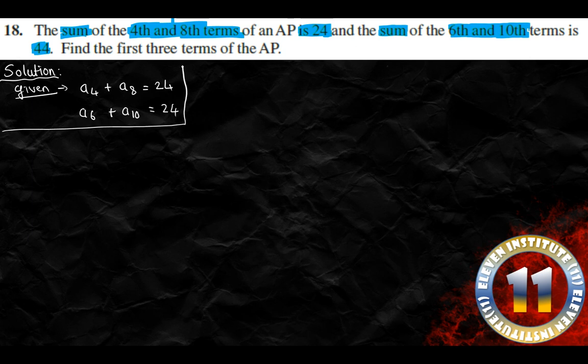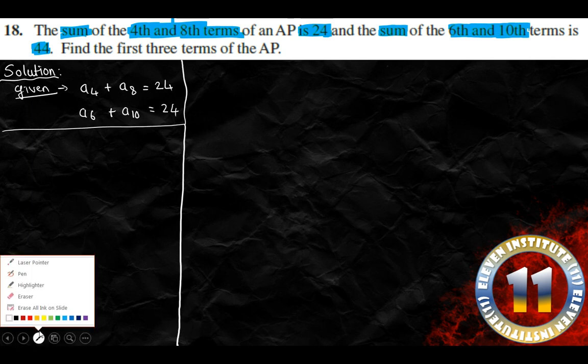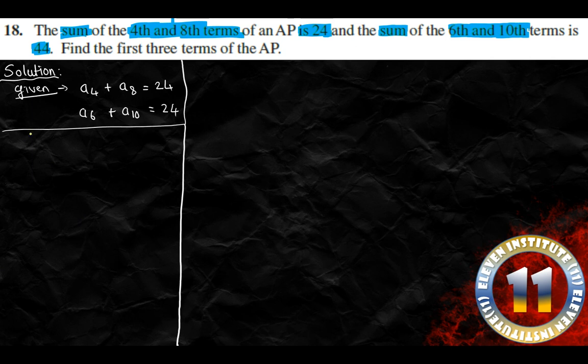Now what they have asked us? Find the first three terms of AP. In short, they are telling us to find the value of A and D. So we want two values, and for that two equations are given to us. We will just solve them over here and we will get the value of A and D. Fine. So let us start with this. A4 plus A8 is equal to 24, and here we have A6 plus A10 is equal to 44 actually.